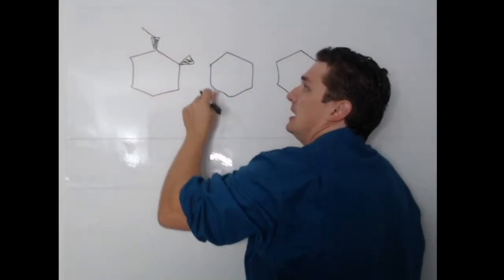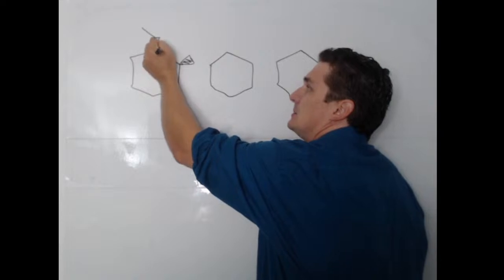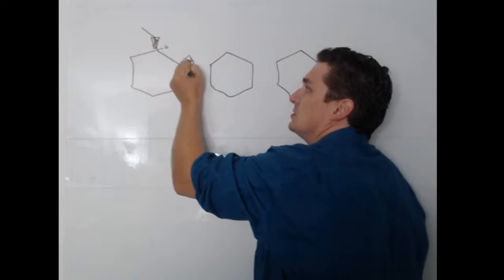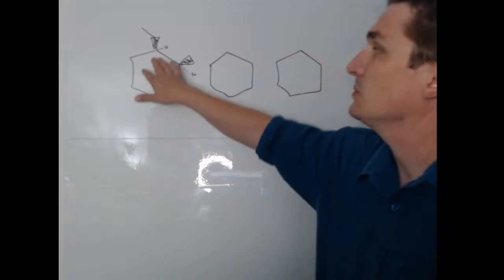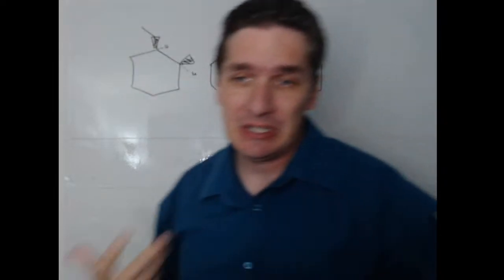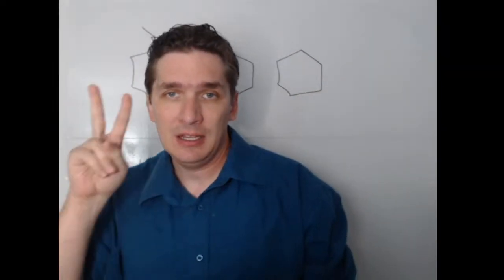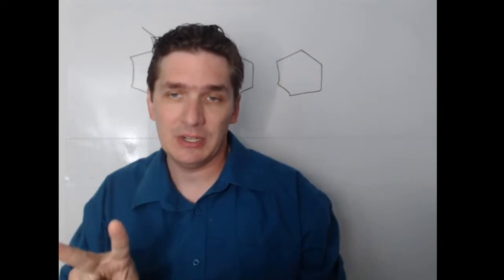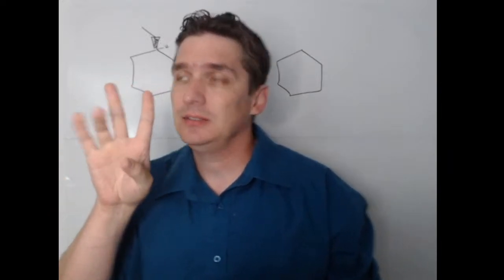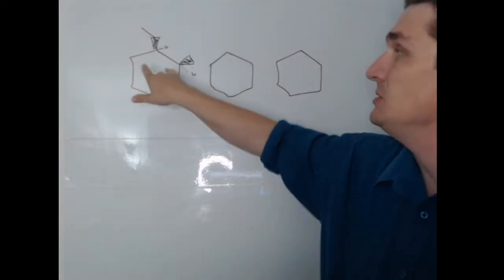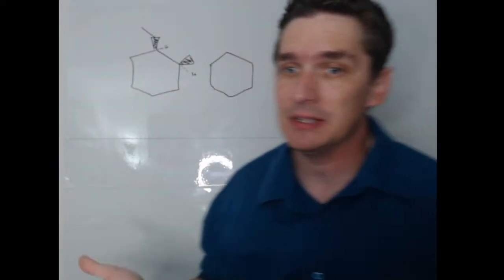If we have a methyl and an ethyl, we can still do this because we've got the hydrogens. And so when we say cis in this case, we're saying cis with regards to hydrogens. But the restriction to cis-trans is that you basically just need to have two substituents on the ring to use cis-trans.